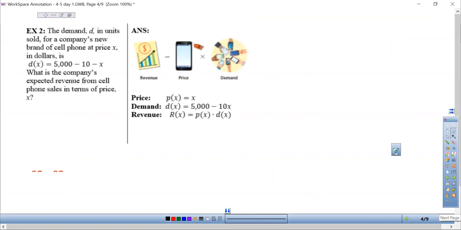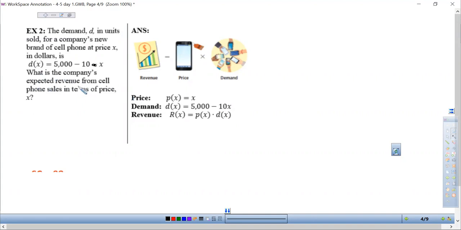So for example 2, we've got a modeling problem. So the demand D in units sold for a company's new brand of cell phone at price X in dollars is, so D of X is 5,000 minus 10X. That's a typo. So there shouldn't be a minus here. It should just be 5,000 minus 10X. We can see that there.